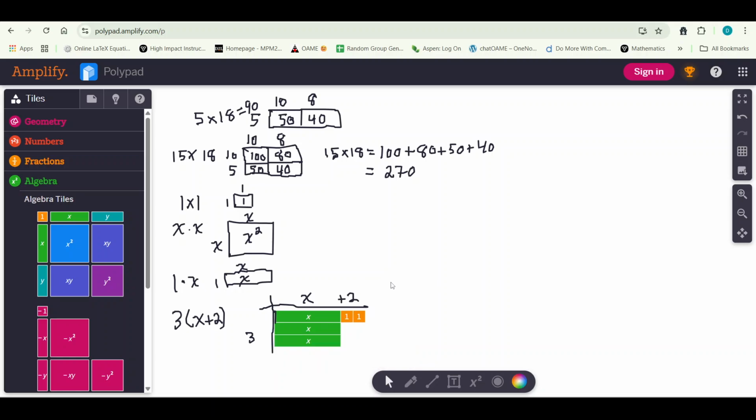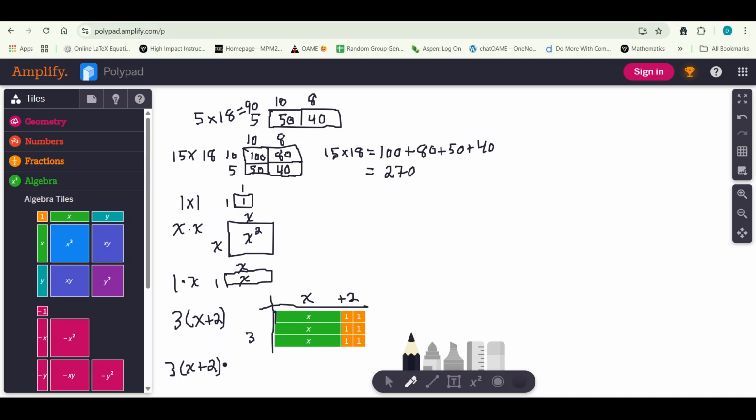And for this example, students might say, well, this seems kind of like a waste of time. Why am I doing this? But again, it gets them used to the idea of making a rectangle, because that's exactly what we're doing. We're making a rectangle that has dimensions of 3 and x plus 2. And so now students can see that 3 times x plus 2 is just the sum of all of those areas.